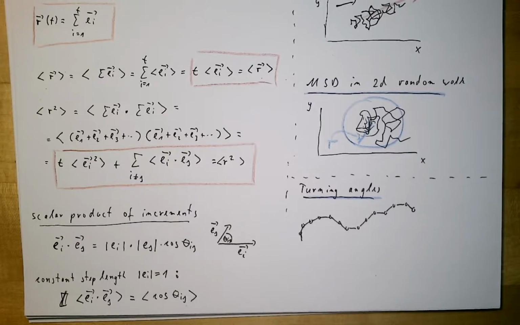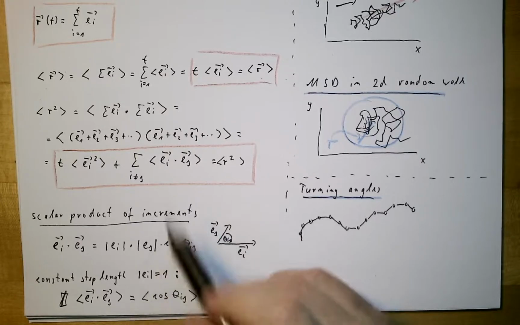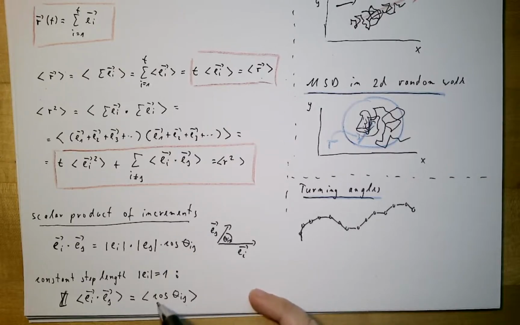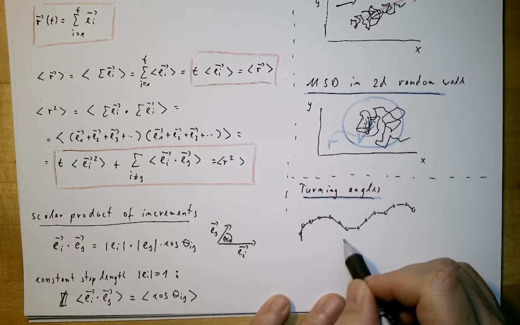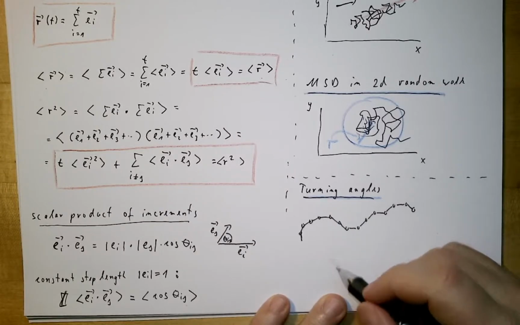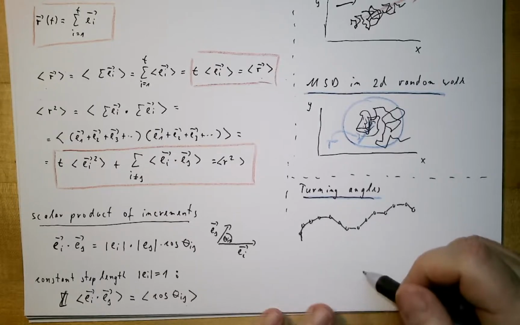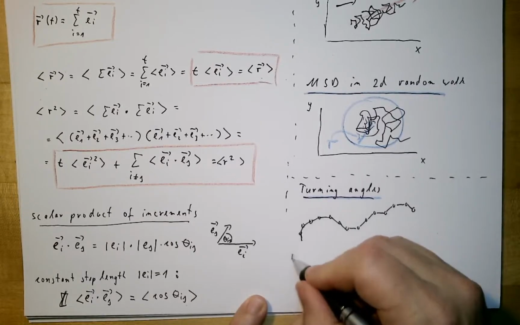And so what we are interested in is the time dependence, how this function depends on the time distance i and j. And we are also interested in what the turning angles are anyhow. So we are interested in the distribution of the turning angles.